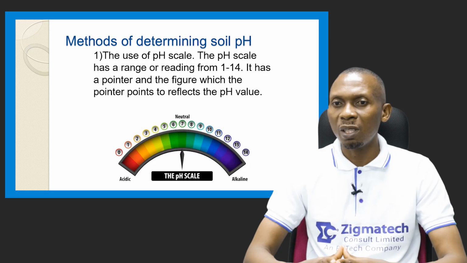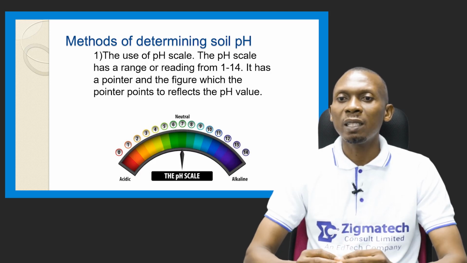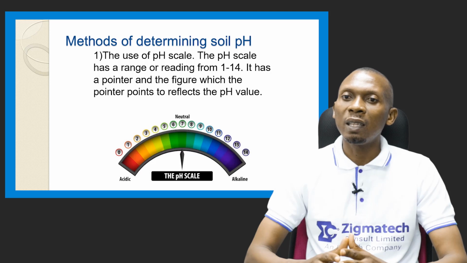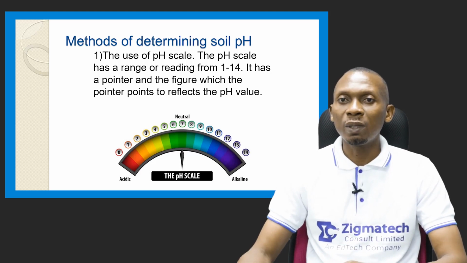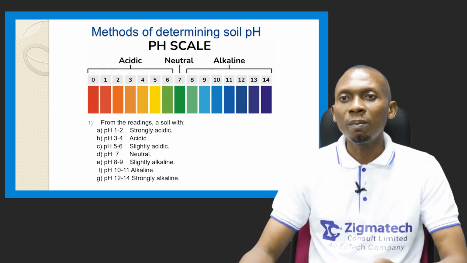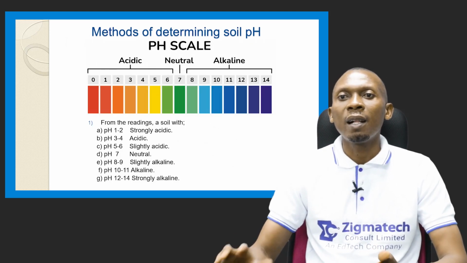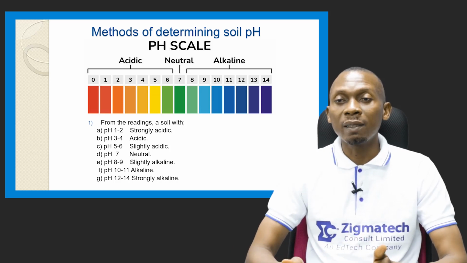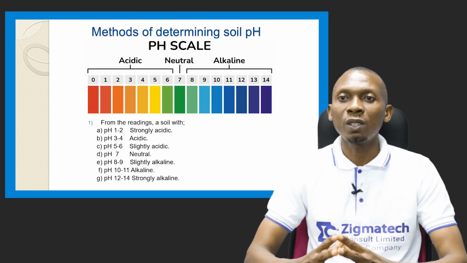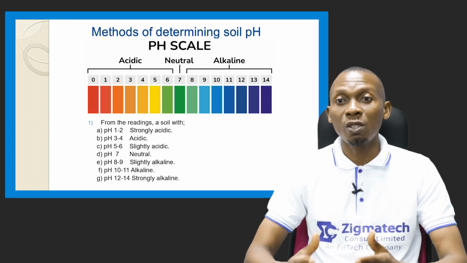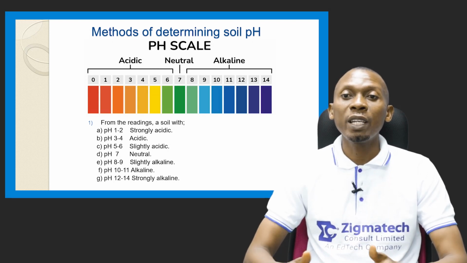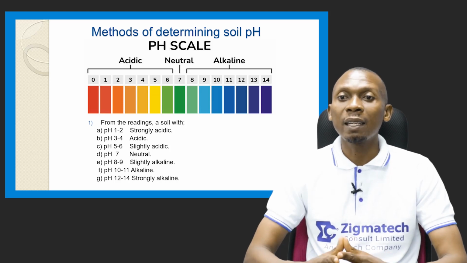So looking at the picture there, you can see the pH scale, you can see the pointer telling us the level of acidity or alkalinity based on the reading that is obtained. Still on the pH scale, we have the readings that we can extract from it. A pH of 1 to 2 is described as strongly acidic. If the pH falls within 3 to 4, we can call it acidic. If it is between 5 and 6, it's slightly acidic.